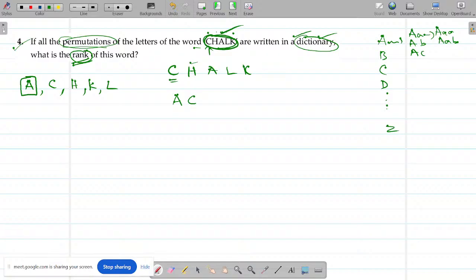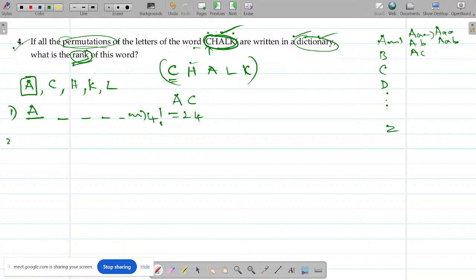I don't want the complete set. So in how many ways can I find the different set? If I fix the first alphabet as A, the remaining four alphabets can be arranged in 4 factorial ways. Am I right? So this is 24 words, and I don't want all the 24 words because I want the word chalk.